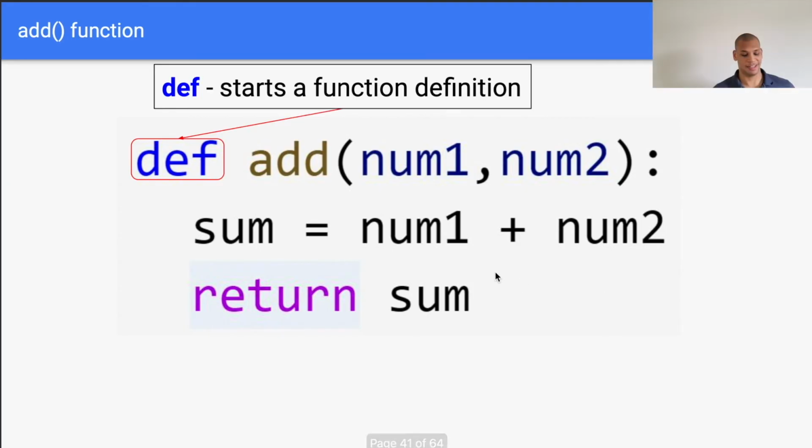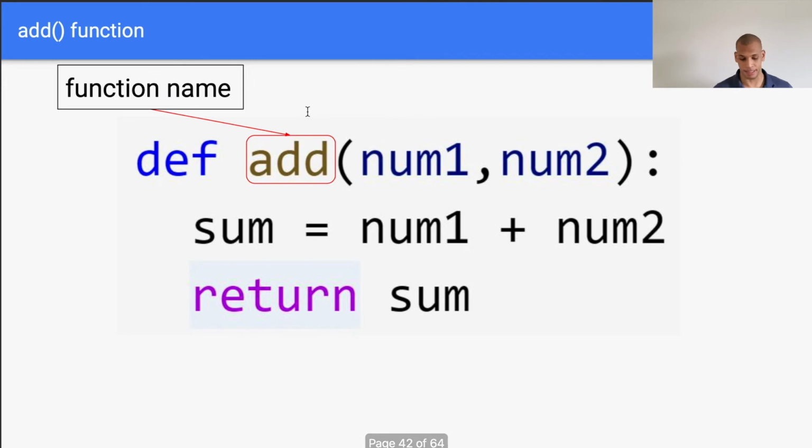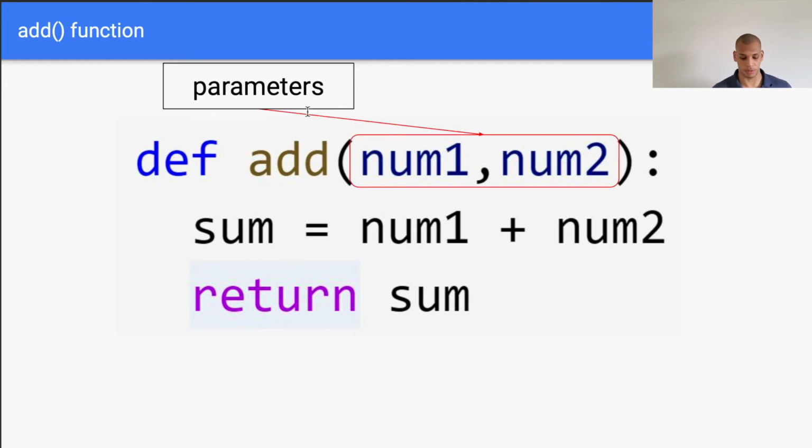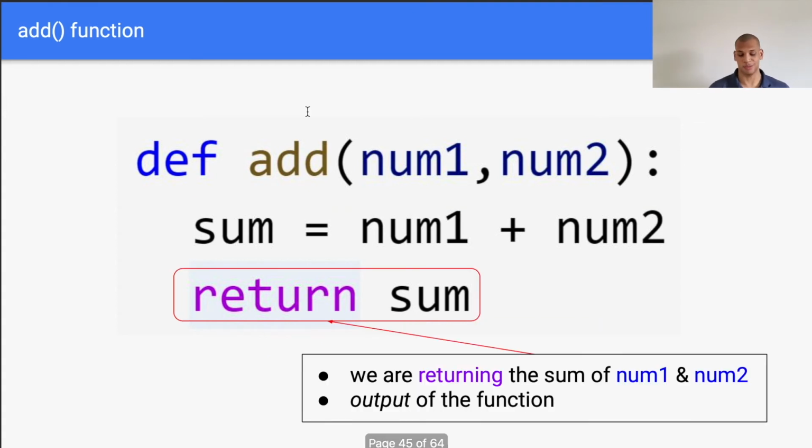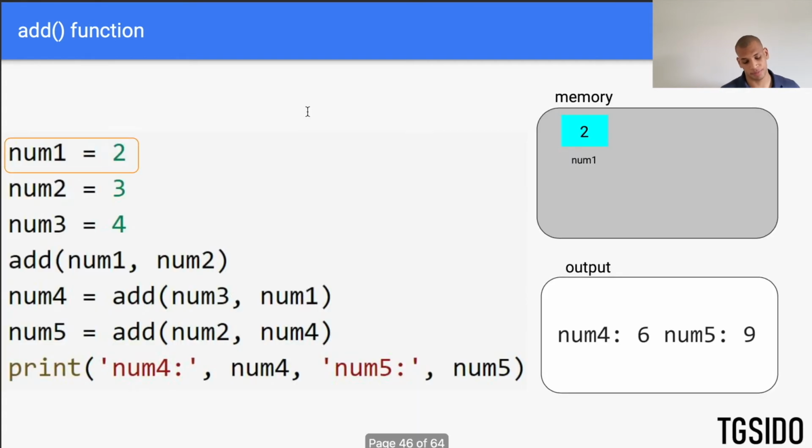Okay, so over here, def, this starts the function definition. Add, that's the name of the function. num1 and num2, those are our parameters. And then over here, this is the function body. And so we're returning the sum of num1 and num2. That's the output of our function. Okay, so num1 is equal to 2, num2 is equal to 3, num3 is equal to 4.